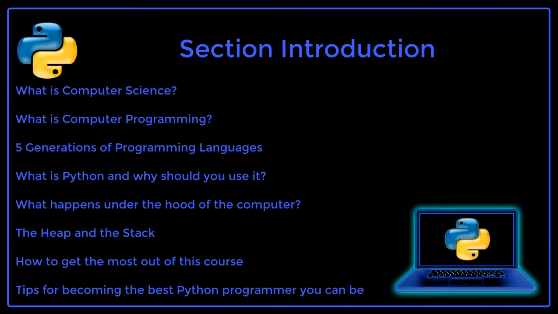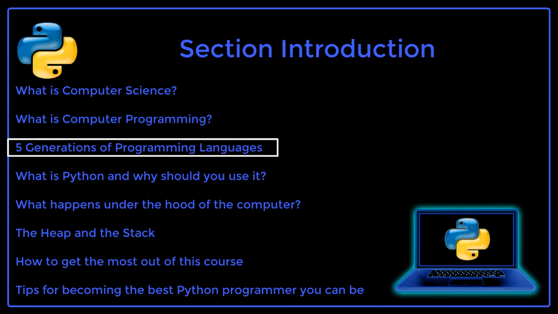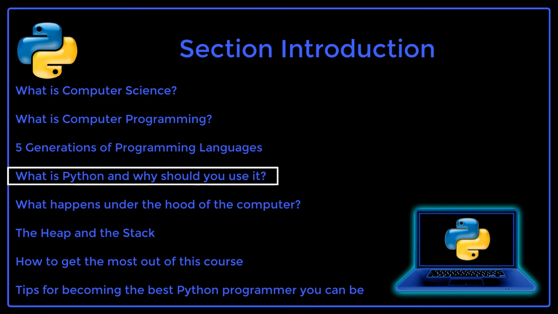In this section of the course, we will learn computer science basics. First, we will take a look at what computer science is. After that, we will learn what computer programming is. Next, we will learn about the 5 generations of programming languages. Then we will learn what Python is and why it is an excellent programming language that all developers should learn.